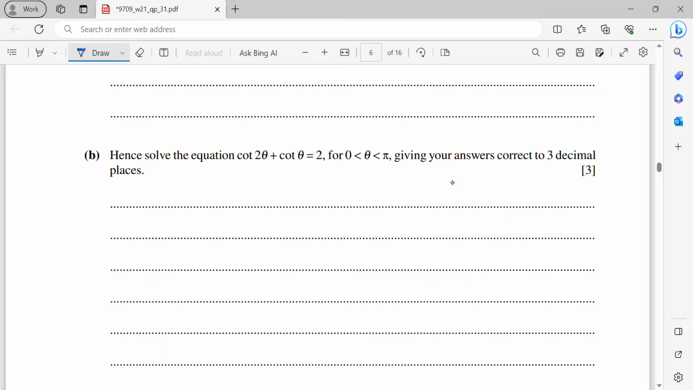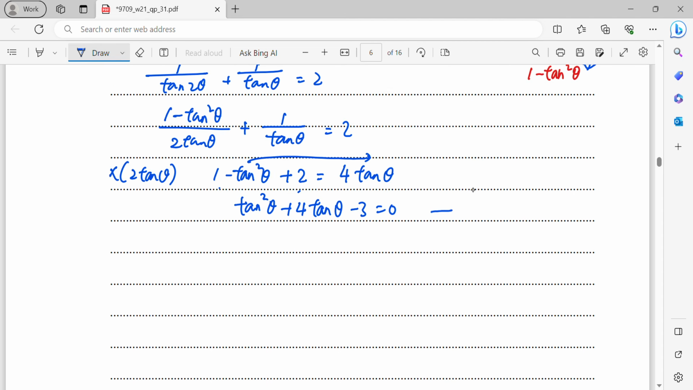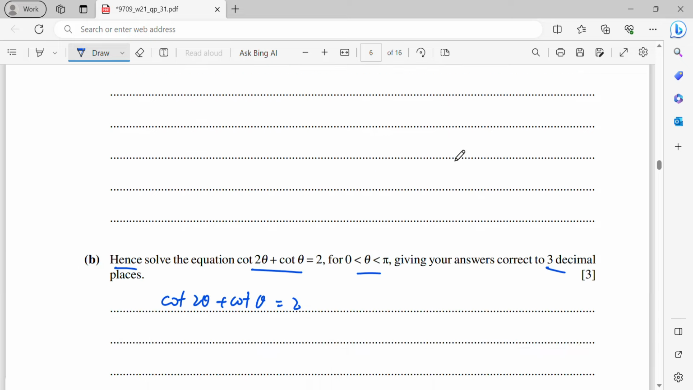Okay, now part B, hence, means solve using the previous answer. Exactly the same equation, for theta between 0 and pi, giving your answer correct to 3 decimal places. So now cot 2 theta plus cot theta equals 2. This can be written as a quadratic equation in terms of tangent theta.